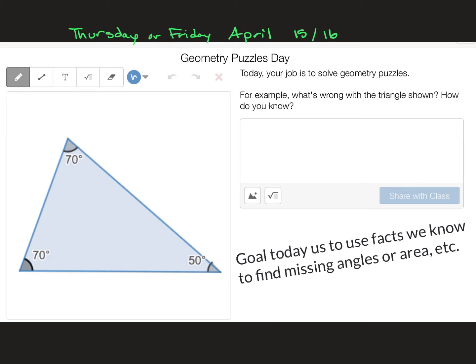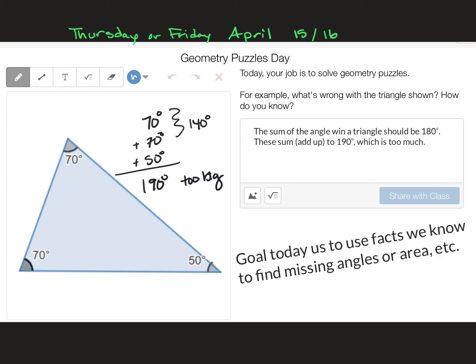So here's an example. This triangle shown here, there's something wrong with it. And I said, what's wrong with it? Take a second to look. If you haven't, pause it. If you add up these angles here, 70 degrees plus 70 degrees plus 50 degrees, you would get 140, and 140 plus 50 would get you 190 degrees, which is too big because we know the sum of the angles in a triangle should be 180.